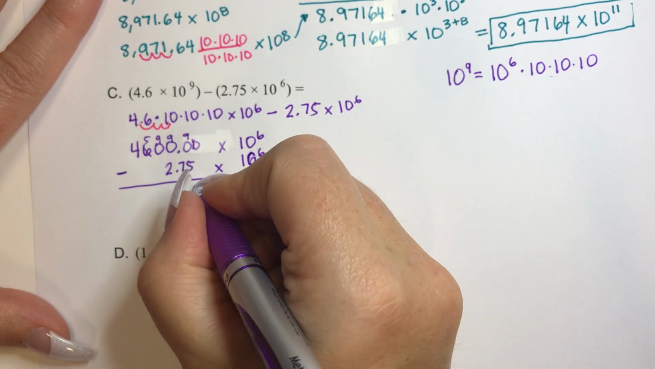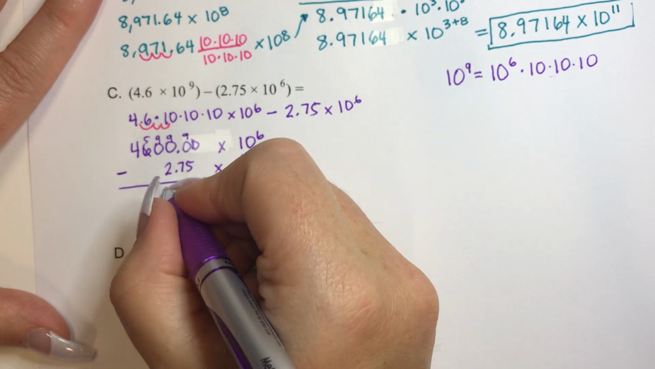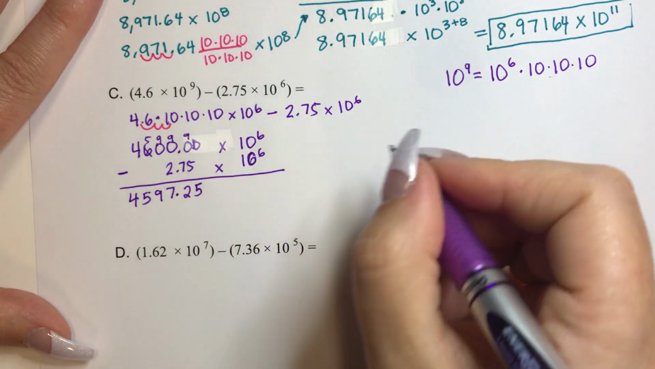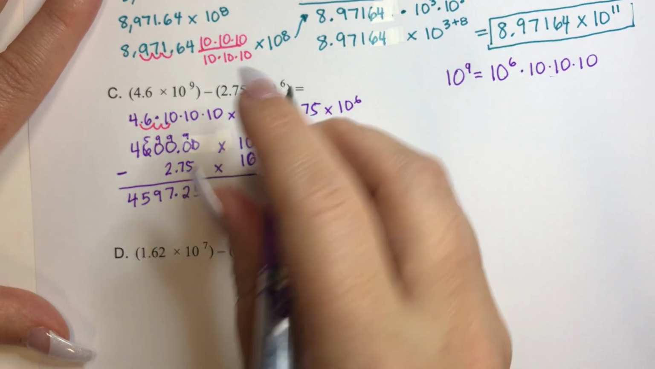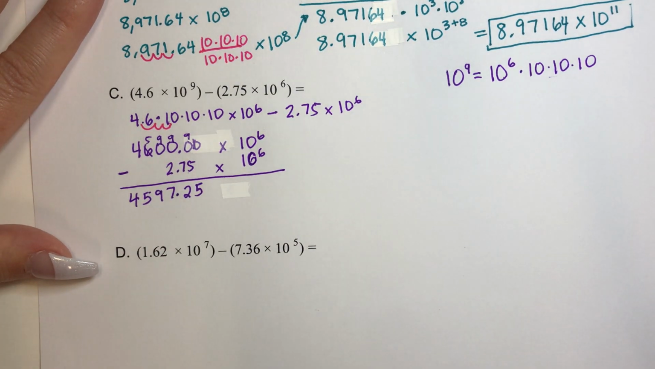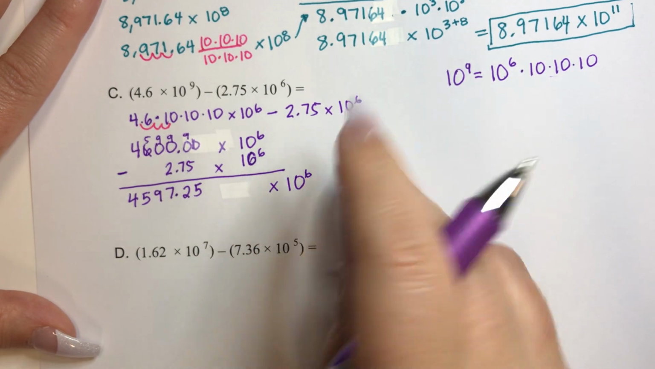10 take away 5 is 5. 9 take away 7 is 2. Bring down the decimal. 9 take away 2 is 7. 9, 5, 4 times 10 to the 6th. I'm going to move this over here. Times 10 to the 6, right?